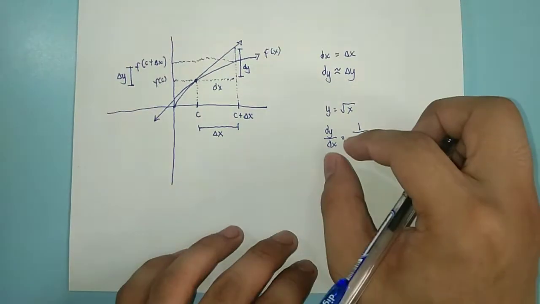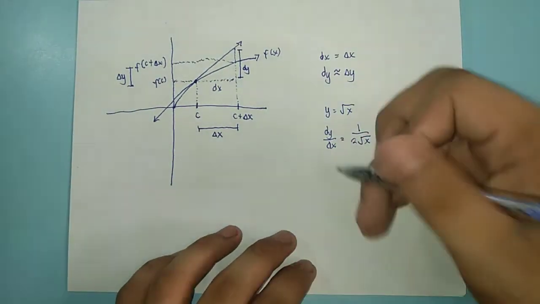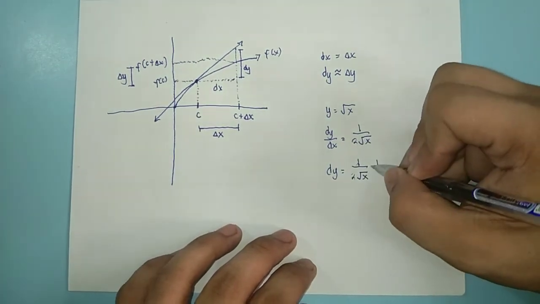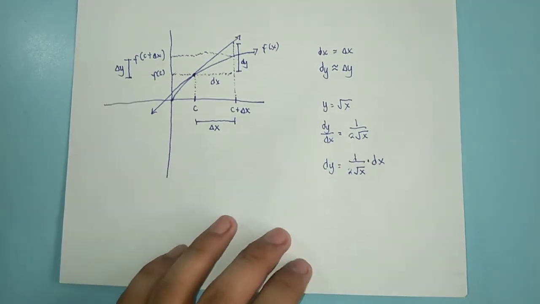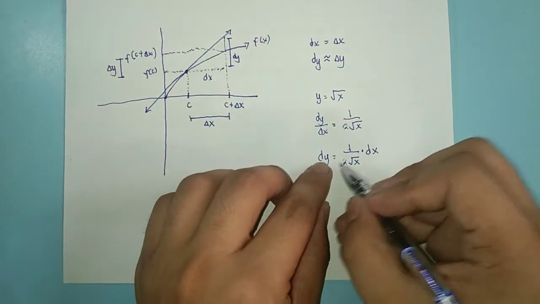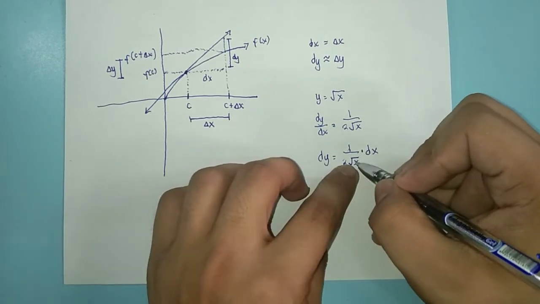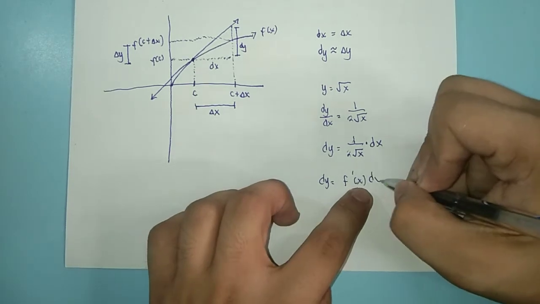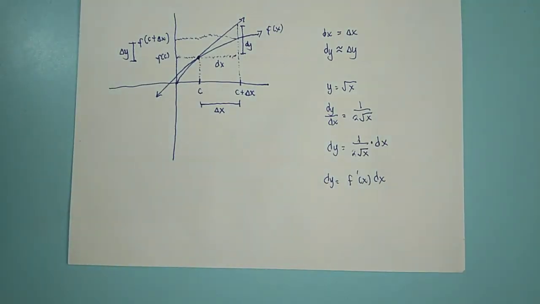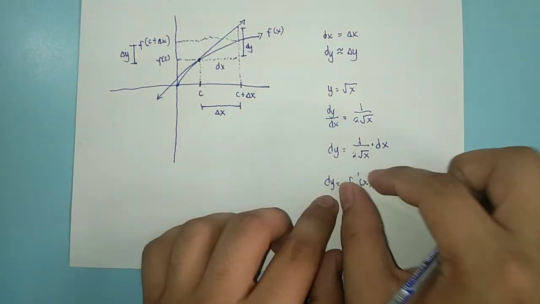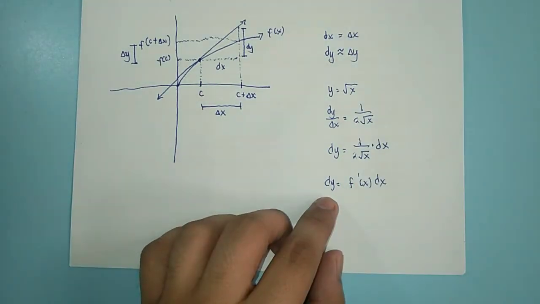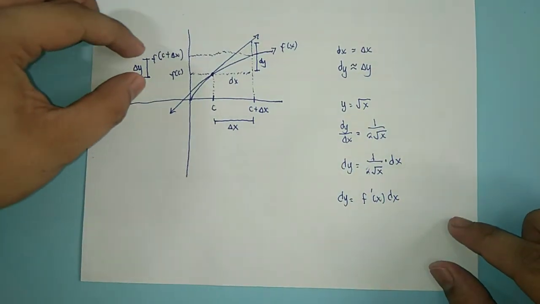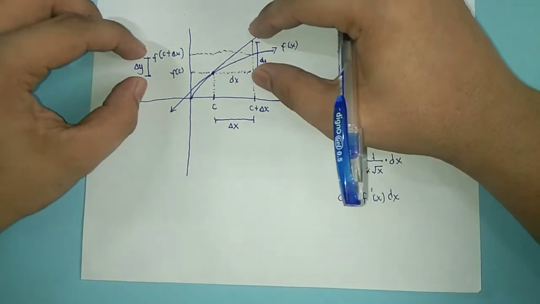Then multiply natin both sides by dx, so that we have dy equals 1 over 2 square root of x times dx. And as you can see, etong 1 over 2 square root of x, siya yung derivative ng y, di ba? So yung dy natin, that is f prime of x dx. And yung idea dito, yung ating dy, siya yung approximation natin nung rise, or approximation ng ating delta y, which is ito. Kasi yung dy natin ay ito.